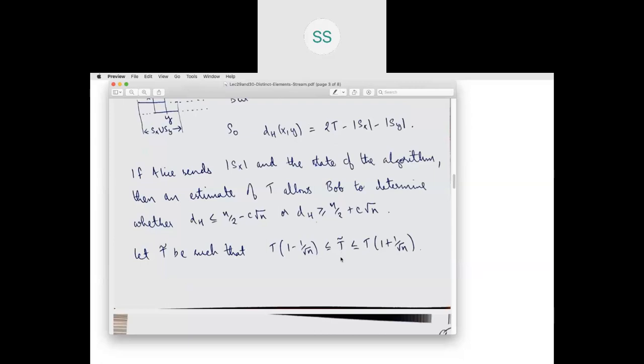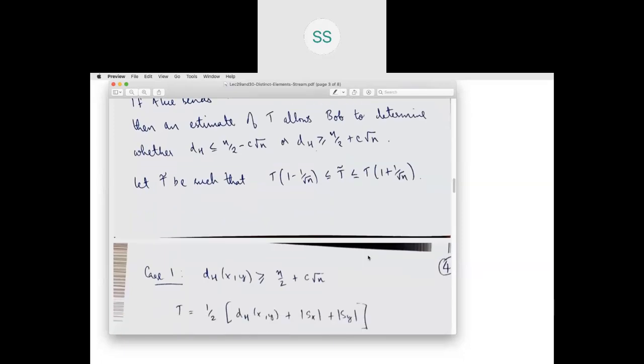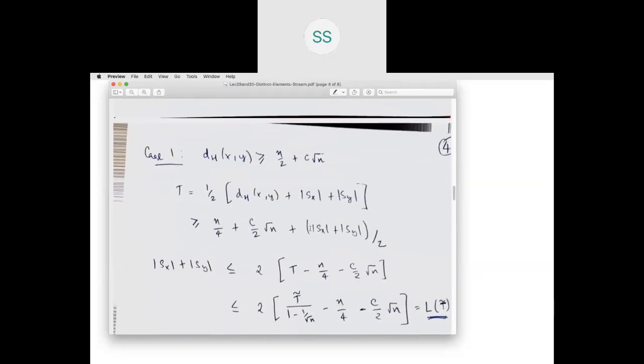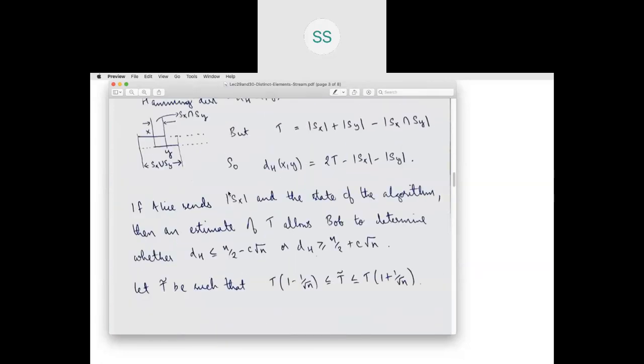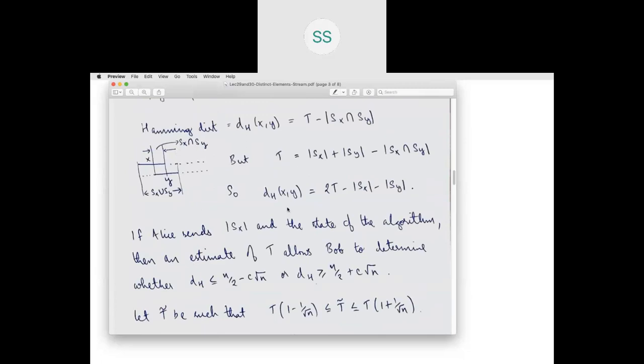So t tilde will be between 1 plus or minus epsilon, 1 plus or minus 1 by square root n, of t. Which means t tilde will be at least (1 minus 1 by square root n) times t, and at most (1 plus 1 by square root n) times t. Okay, now there are two cases. The first case is when the Hamming distance is greater than n by 2 plus c square root n, right? Now, we computed this.